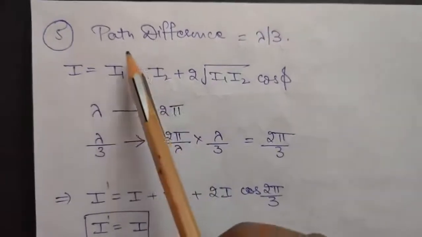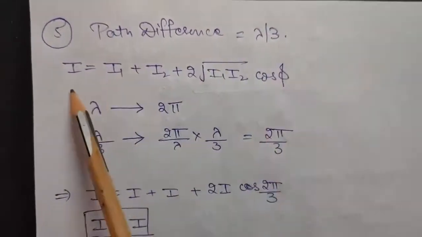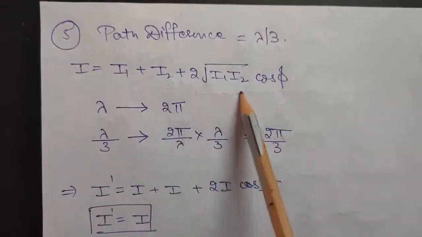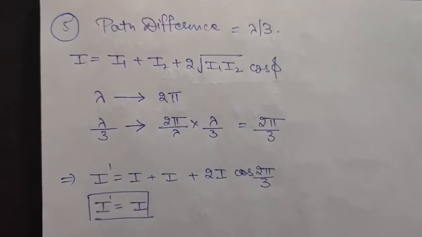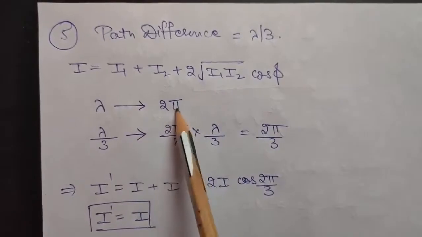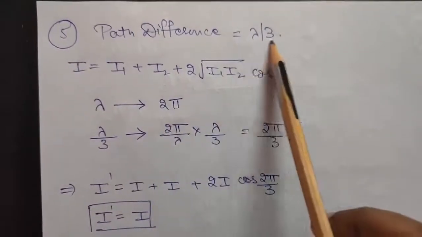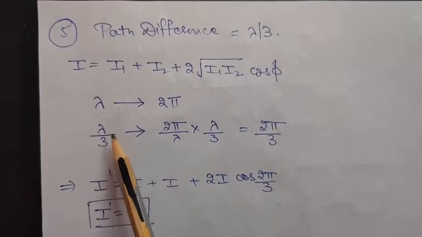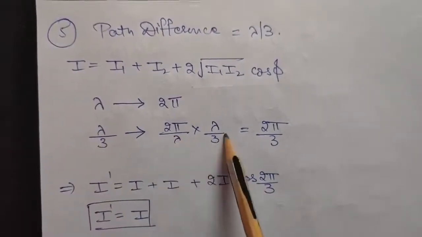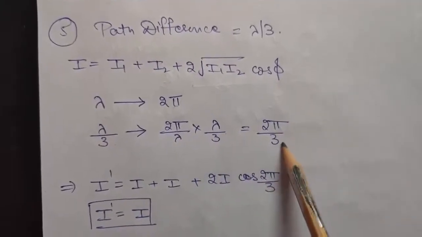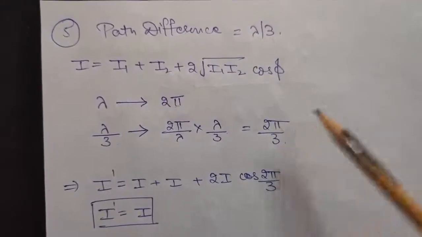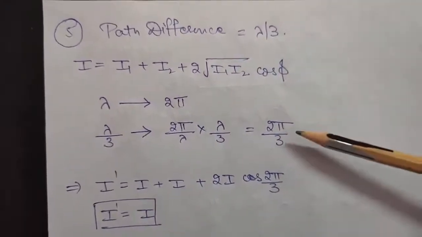Okay, so if the path difference is lambda by 3, and you know the formula of intensity in an interference pattern is I1 plus I2 plus 2 under root I1 I2 cos phi. As I have told you earlier also, for a path difference of lambda, you have a phase difference of 2 pi. Now you are given a path difference of lambda by 3. So let us calculate what the phase difference will be. Just using the unitary method, you can easily calculate that the phase difference will be 2 pi by 3. So when the path difference is lambda by 3, the phase difference will be 2 pi by 3.